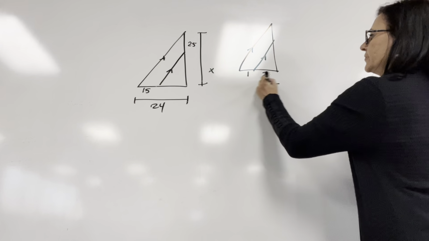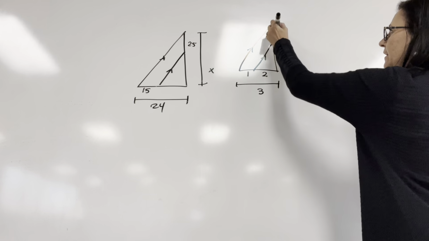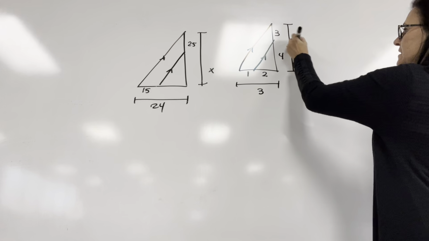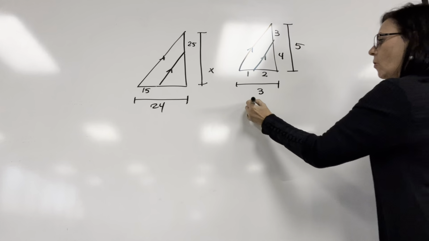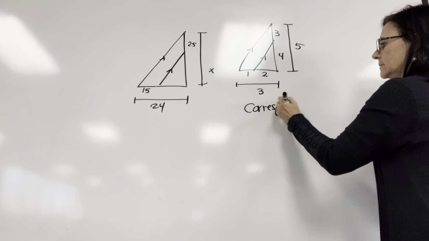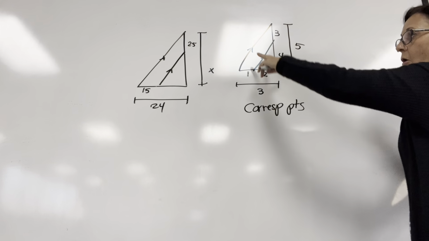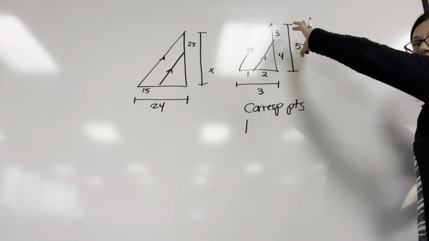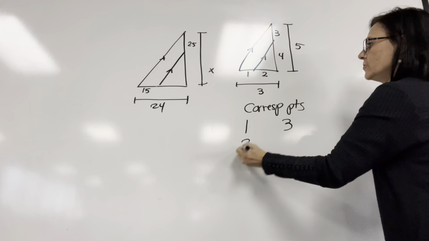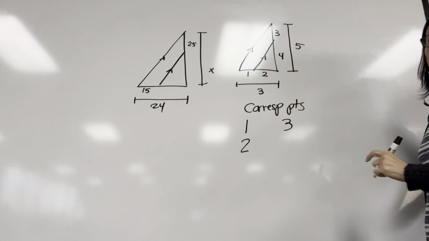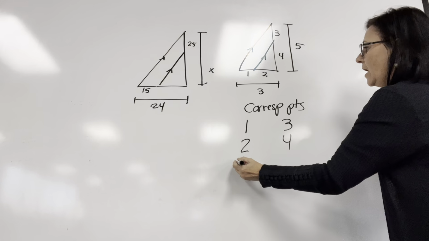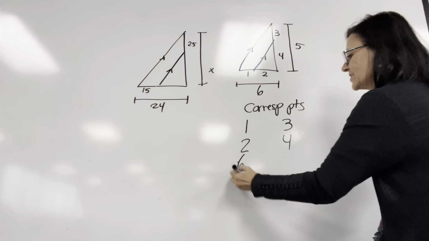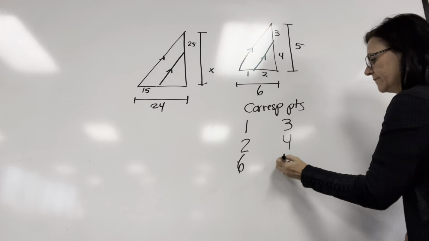let's use 1, 2, and the whole thing is 3, and 3, 4, and the whole thing is 5. All right? Let's talk about corresponding parts. On the bottom, 1 corresponds to, over here, 3. 2 corresponds to 4. I used 3 twice. Let's call this 6. 6 corresponds to 5.